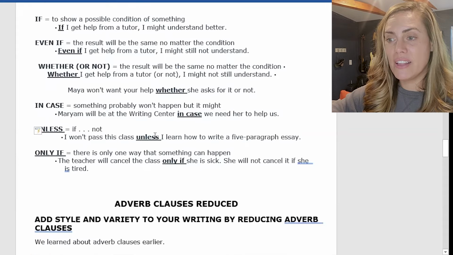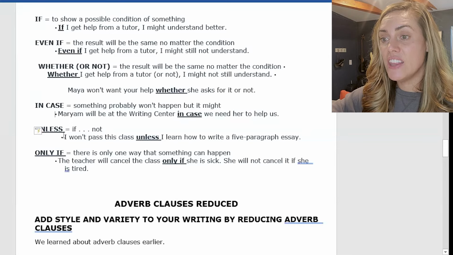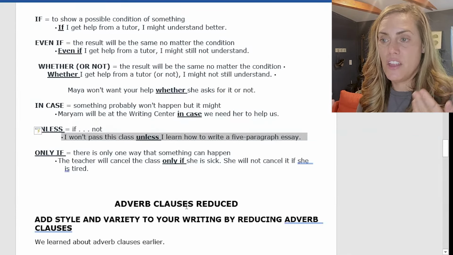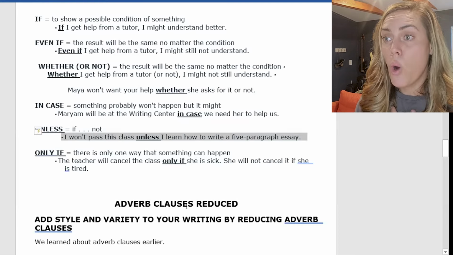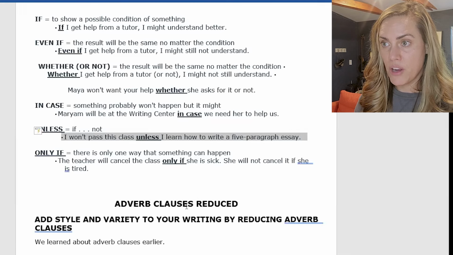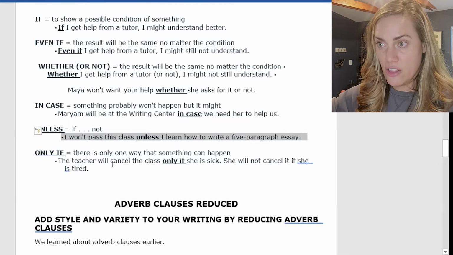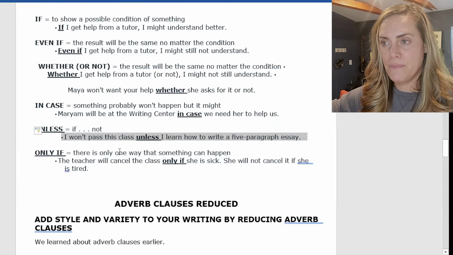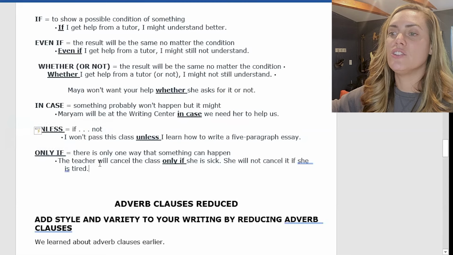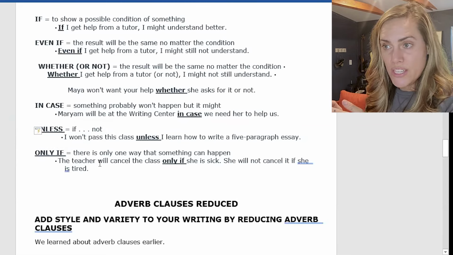Unless. I won't pass this class unless I learn how to write a 5-paragraph essay. Unless just means if not. It's another way to say if not. So I can say, I won't pass this class if I don't learn the 5-paragraph essay, or I won't pass this class unless I learn how to write a 5-paragraph essay. And then there's only if. Only if just means there's only one way that something can happen, only under one type of condition.